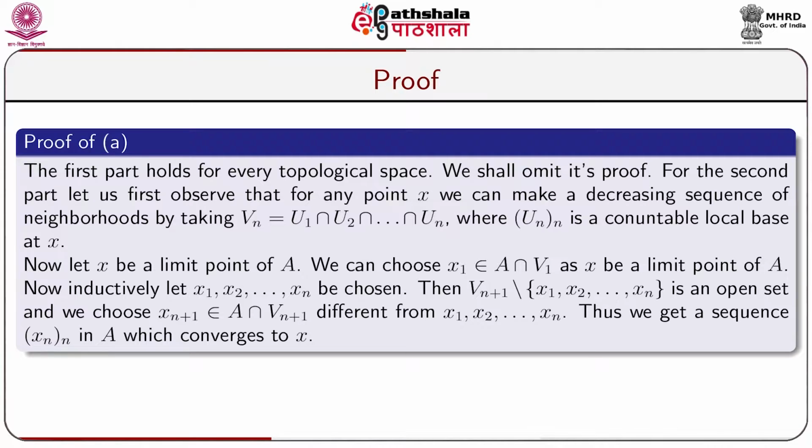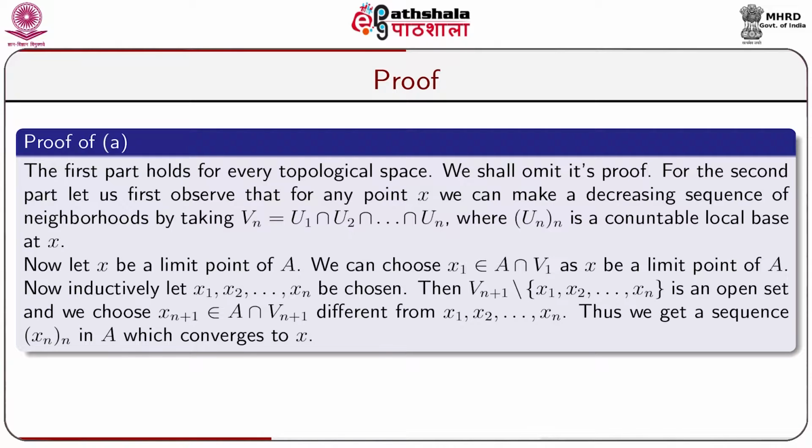Now let x be a limit point of capital A. We can choose some point in the intersection of A and Vn. Let us call it x1. This is possible as x is a limit point of A. Now inductively let x1, x2, ..., xn be chosen.